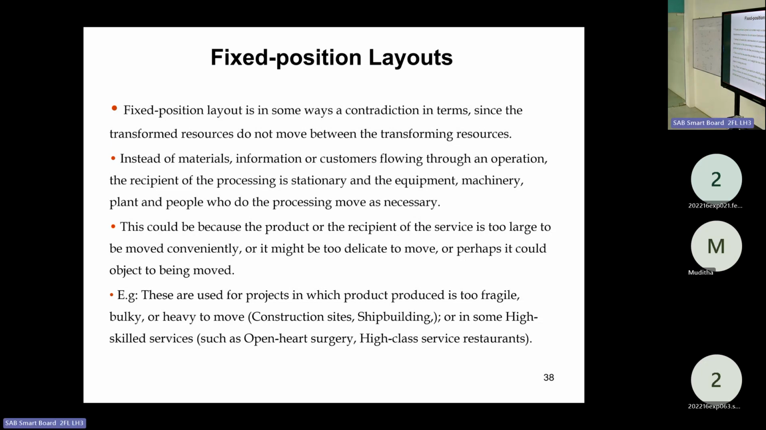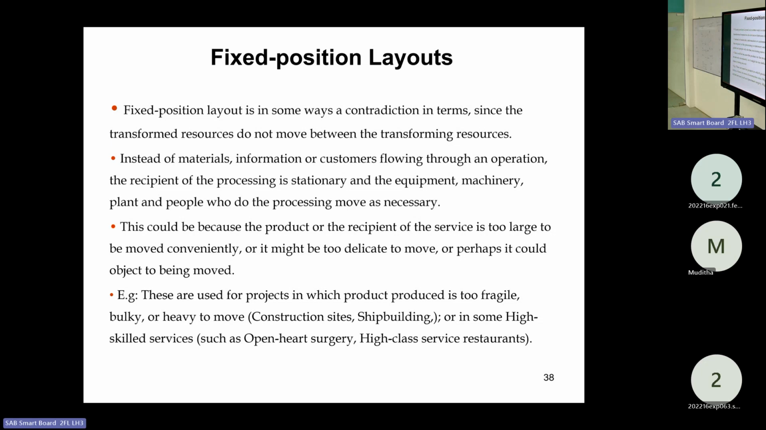But in fixed position layout, this is quite different. Products kept at one place. Product that we want to produce, material kept at one place. In services, customer or the information kept at one place. Due to various different reasons, maybe the product is too bulky to move, or technically not possible to move. All the material, all the resources, transforming resources, machines, labor, equipments are taken to the product, and then product is built there.